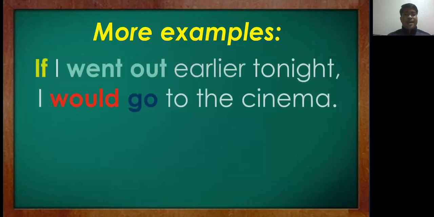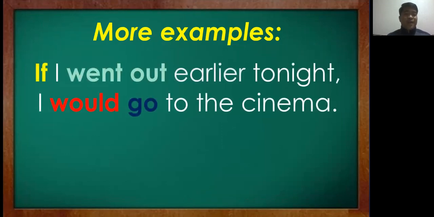So let's have some more examples before we proceed to our exercises, okay? If I went out earlier tonight, I would go to the cinema. You use if, then the simple past form went out, would in the main clause and the base form of the verb go. That easy. So the sentence means that you did not go out tonight, so you weren't able to watch a movie in the cinema.